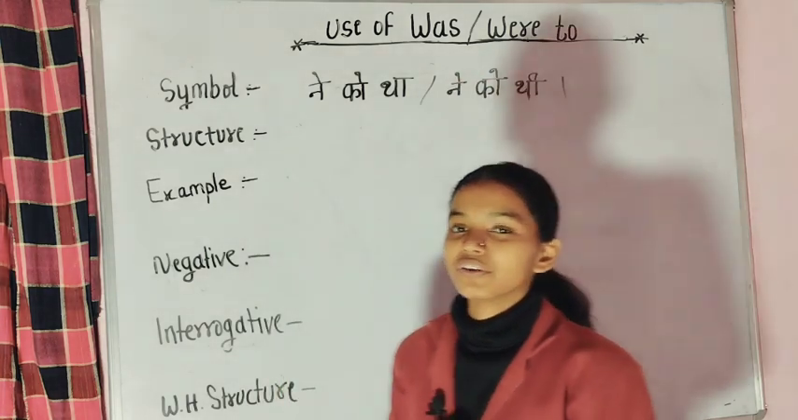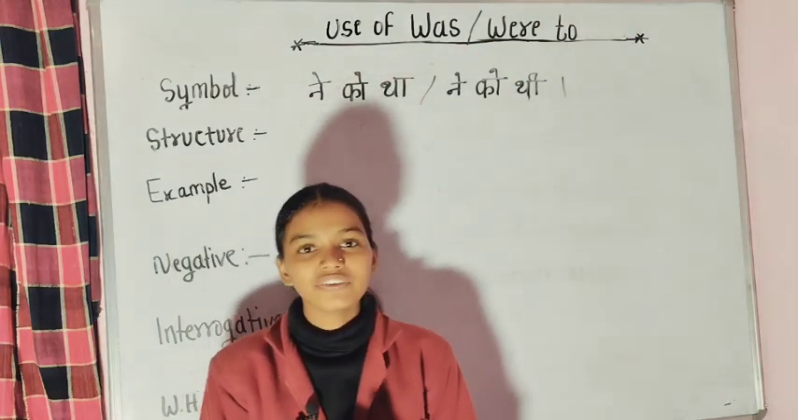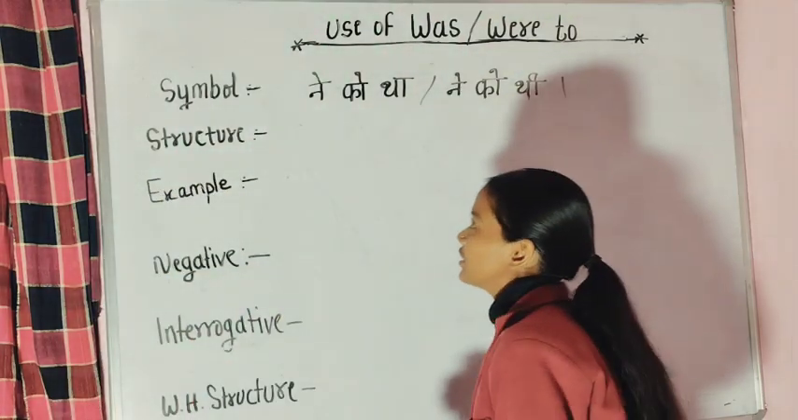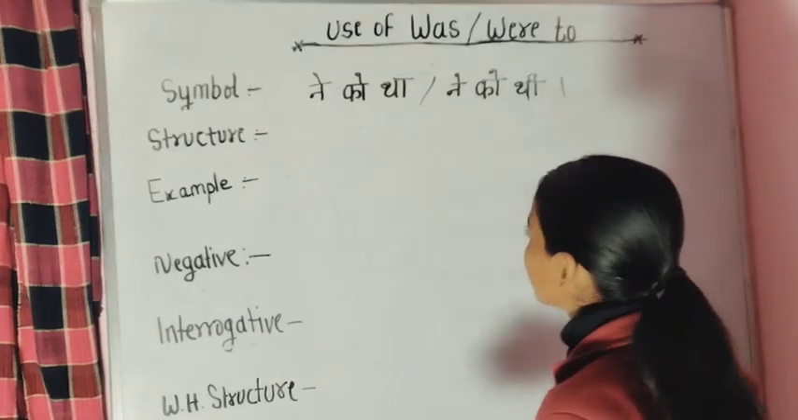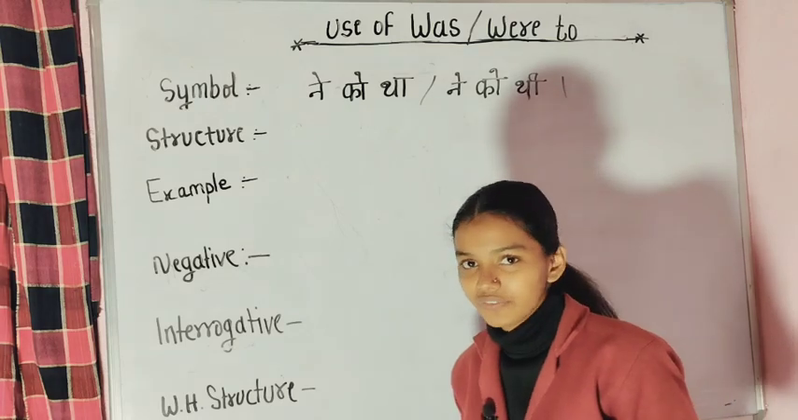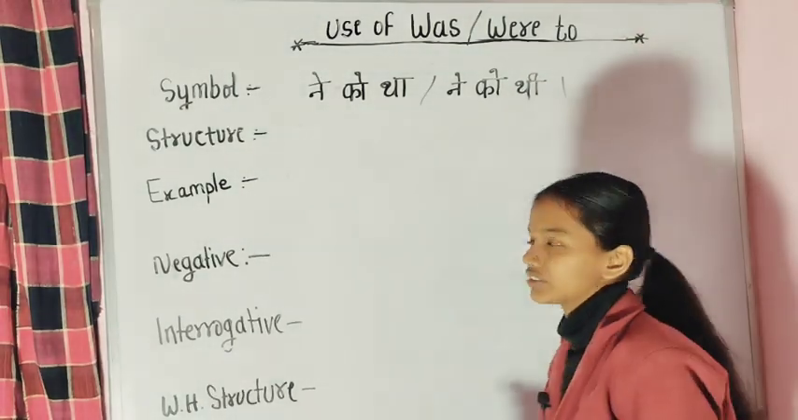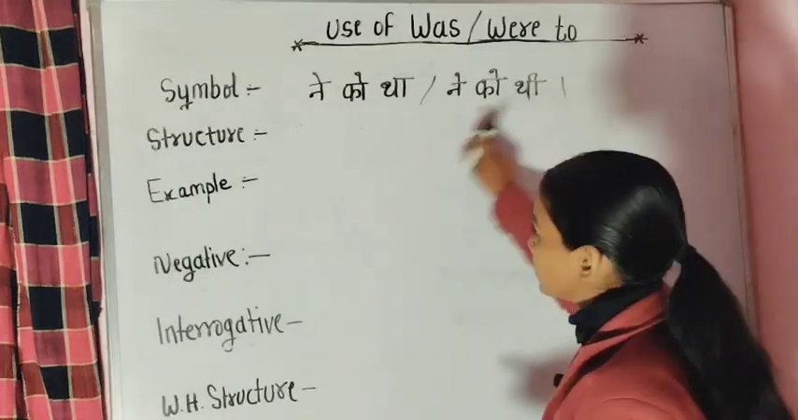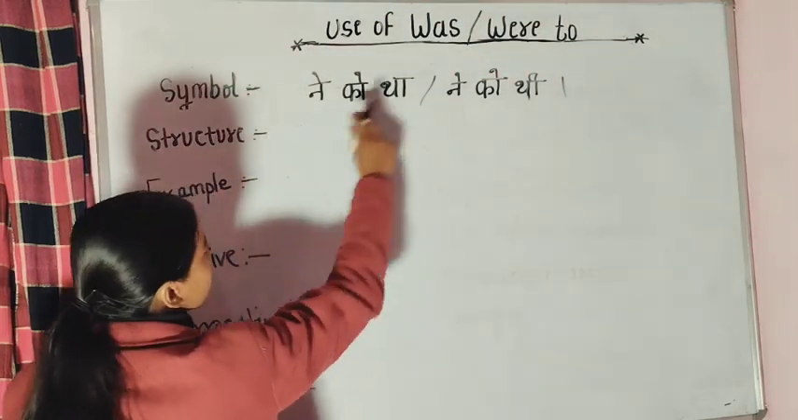Today we are going to start the use of was/were to. You can see on the board the symbol is "neko tha" and "neko thi". We don't define what the symbol and structure are because we already know that. So let's move directly to the structure. I am going to write the structure of was/were to.